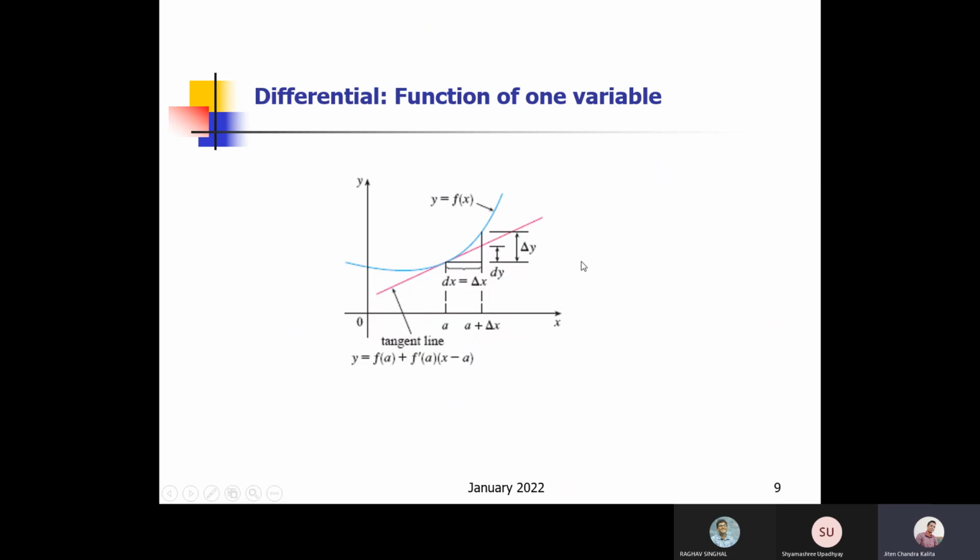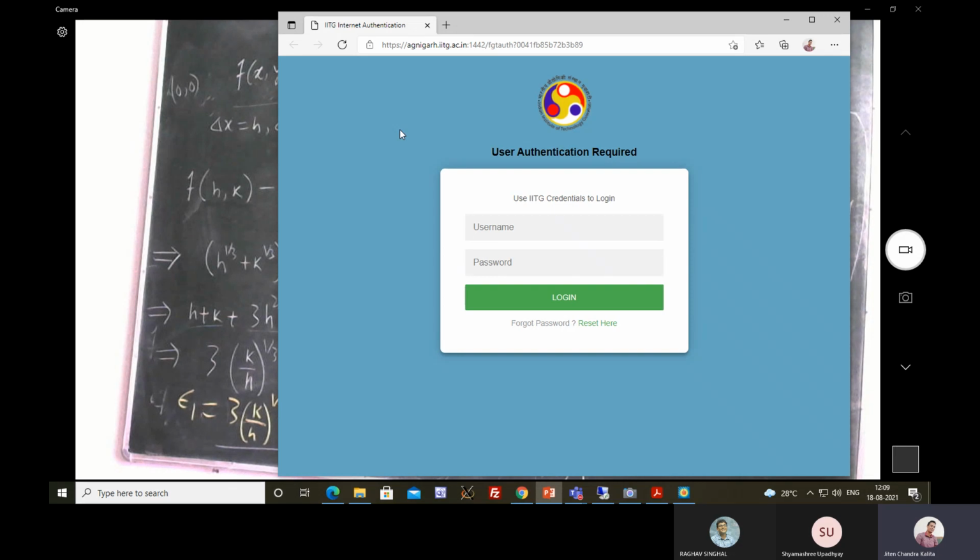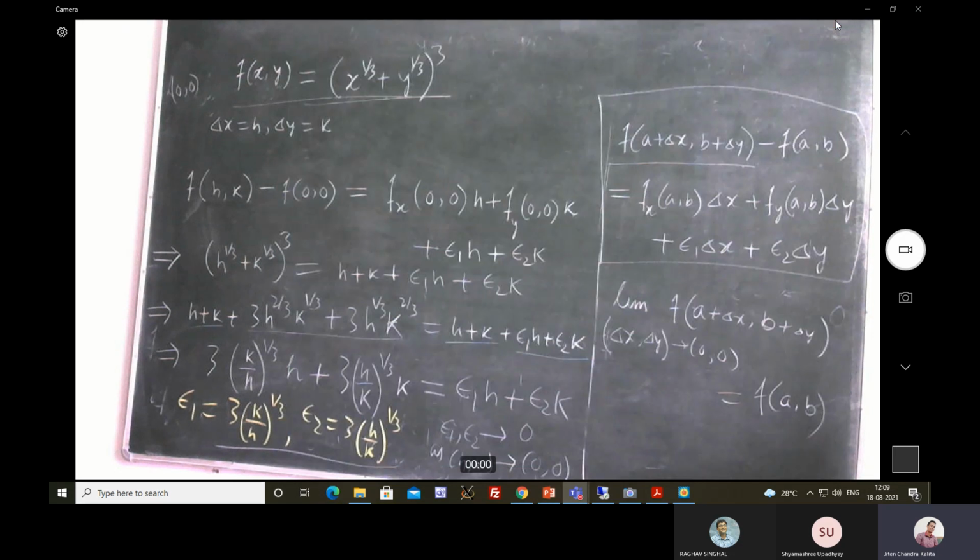In my next class, I am going to tell you about differentials, for that matter total differential. Firstly I'm going to do it for a function of one variable, and then I'll move to a function of two variables, and that is going to help us in doing the chain rule for a function of two variables. So that is what we are going to do.